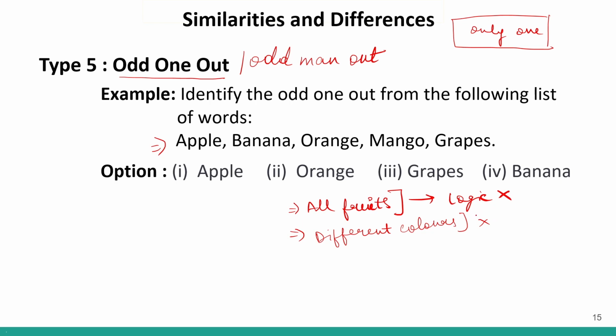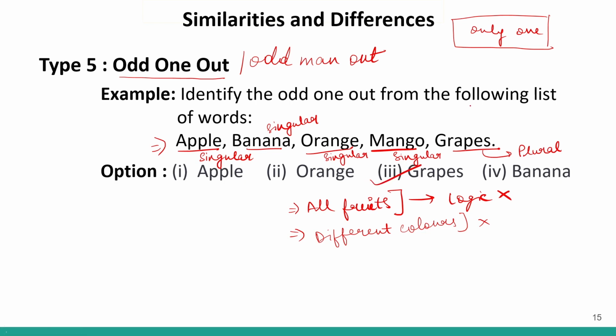So now let us look at a different logic. I can see apple. It is a singular word. Similarly, banana is also a singular word. Orange is also a singular word. Similarly, mango is also a singular word. Grapes is a plural word. So out of all the given options, only grapes is in plural form. Everything else is in singular form. Therefore, our answer will be option number 3, grapes.